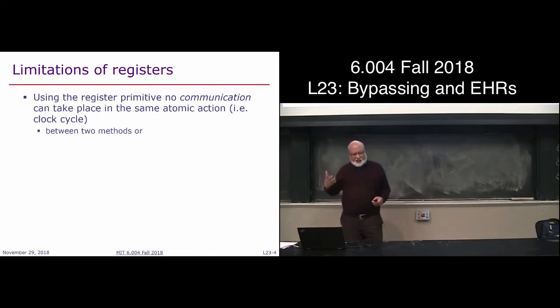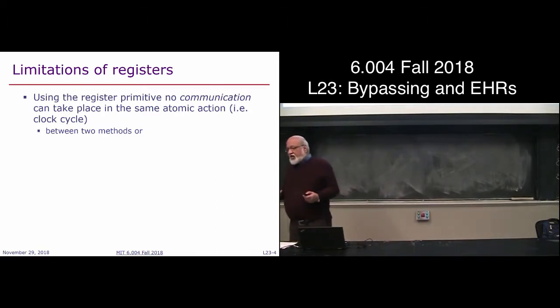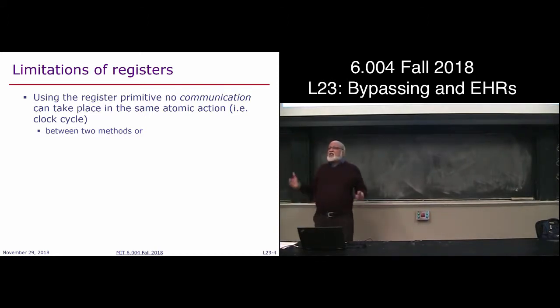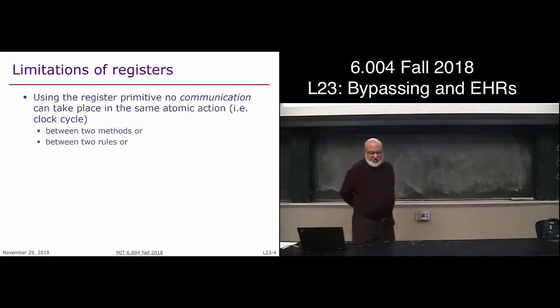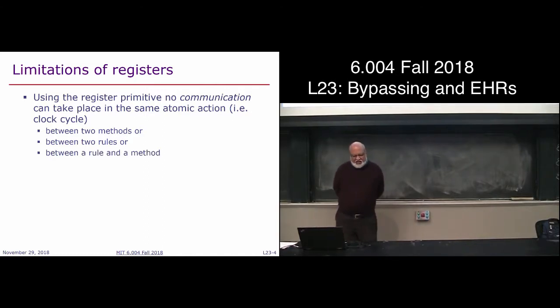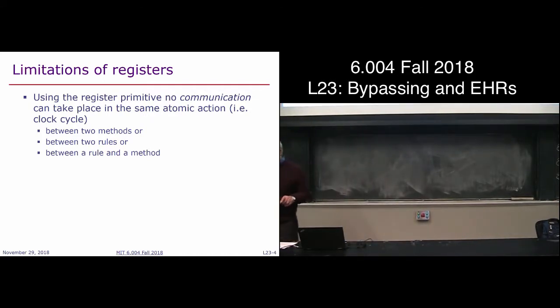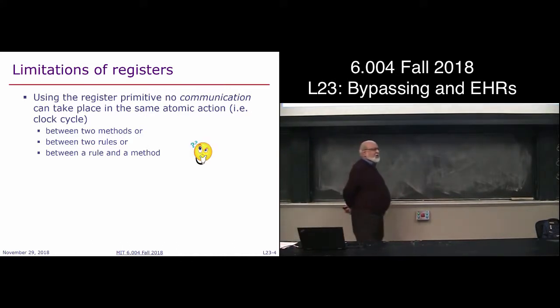Okay, so if there is a desire that two methods communicate with each other in the same clock cycle, in the same atomic action, then something is needed, because registers are not going to let you do it. Similar issue arises between two rules, two methods, and between a rule and a method. So in all these things, if a register is being set, it can be read by the other entity only in the next cycle. And this is what we want to get over. We want to see how to solve this problem.